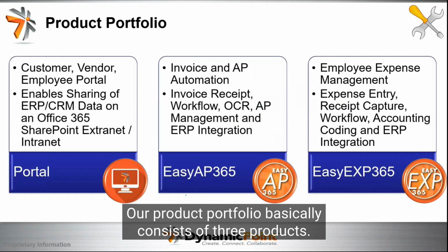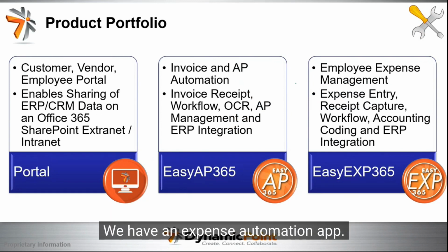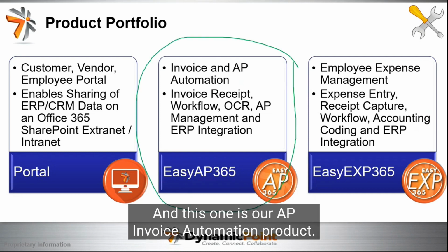Our product portfolio basically consists of 3 products. We have a portal product, which enables a customer, vendor, and employee portal. We have an expense automation app, but really we're going to ignore all of those today and focus on this one. And this one is our AP invoice automation product.